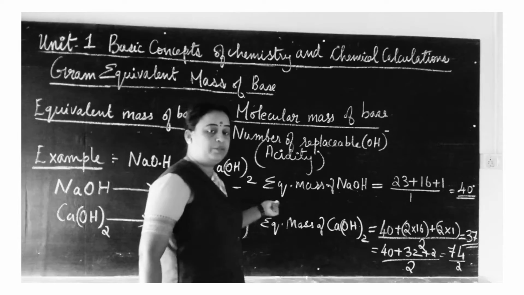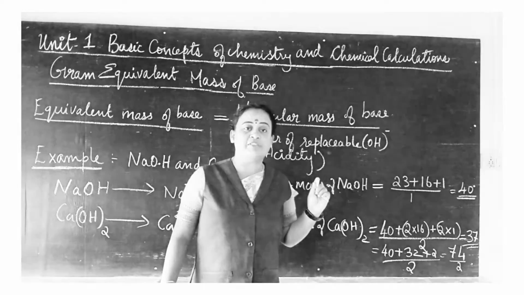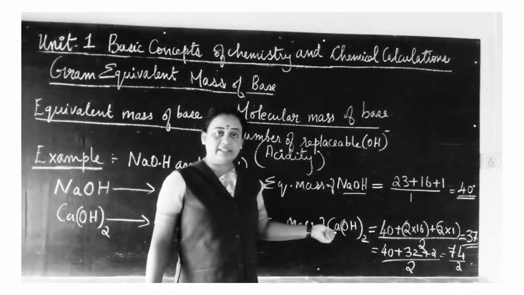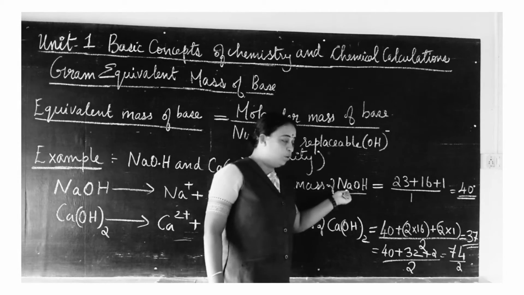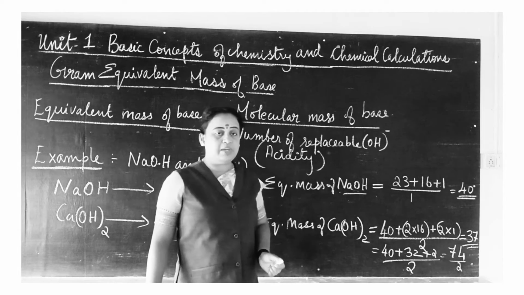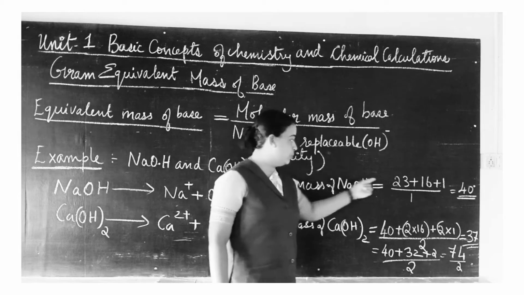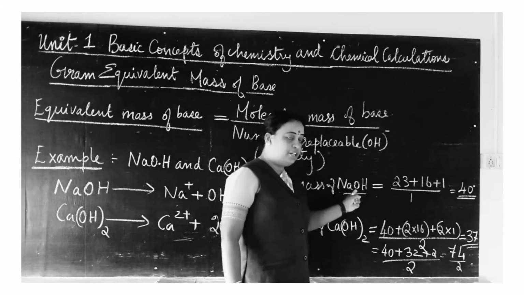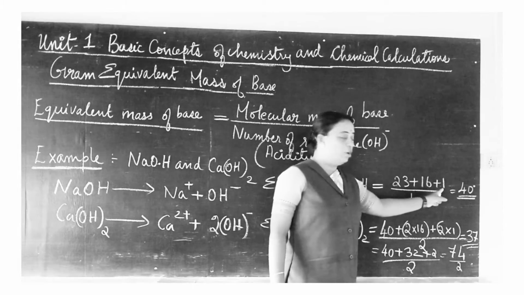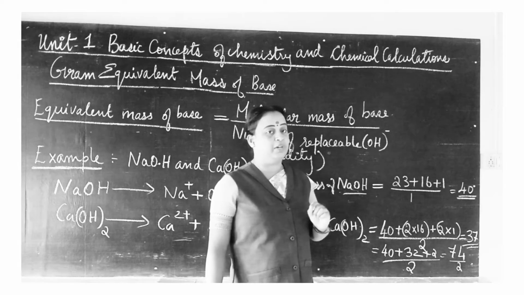First we calculate the molecular mass of NaOH. How do we calculate it? NaOH is a base which consists of sodium, oxygen and hydrogen. We take the atomic mass of each element. For sodium the atomic mass is 23, plus oxygen 16, plus hydrogen 1. Altogether when you add, you get 40. So the molecular mass of the base NaOH is 40.